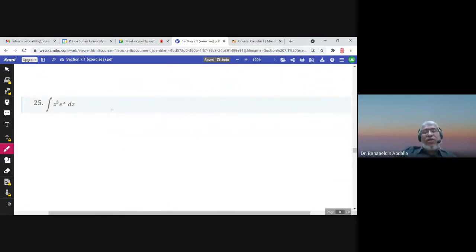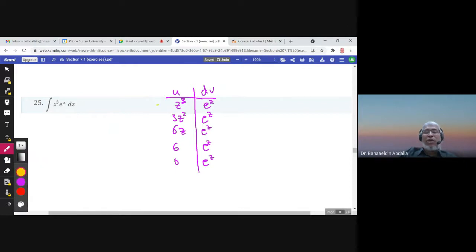Here I have z cubed. It's the function that I'm going to choose as u and find its derivative, and its derivative will end up with 0. So 3z squared, 6z, 6 and 0. While e^z would be dv, e^z dz. The integral of e^z is the same function again and again. So I write here plus, minus, plus, minus, plus.